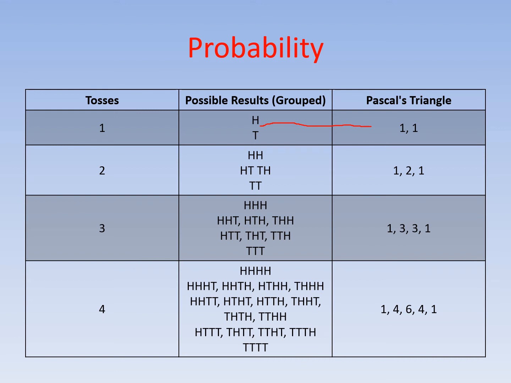Then for two tosses, the number of possibilities are 1, 2, 1, as we can see from the triangle, as we have head head, tail tail, and head tail, tail head. Head head and tail tail are alike, and the observations are repeated heads and repeated tails. Like that we can go for 3 tosses, 4 tosses, and so on. So from here you get an idea which kind of sample space you are going to get.